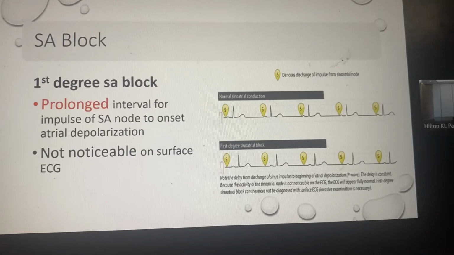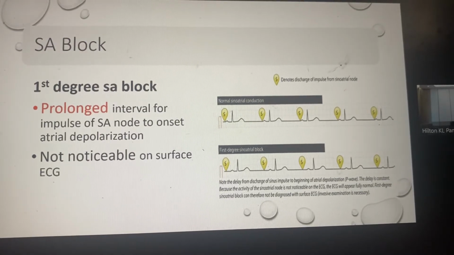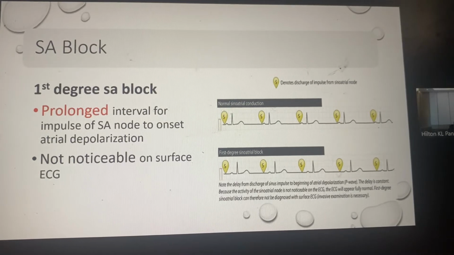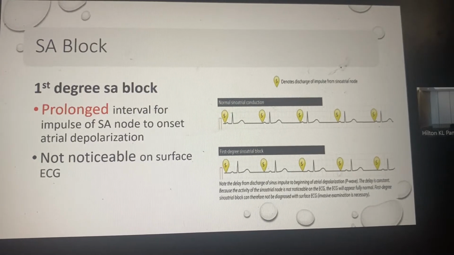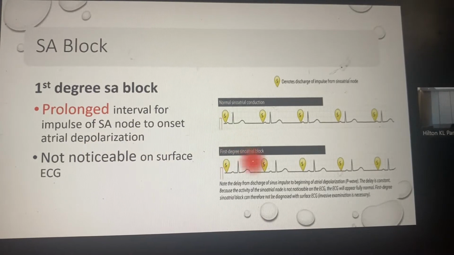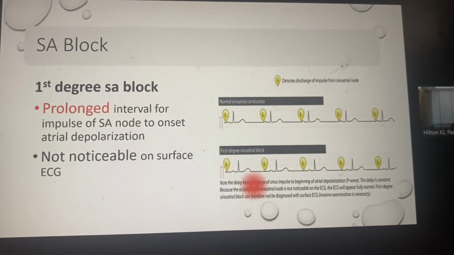So when we talk about bradyarrhythmia, there are actually two types: SA block or AV block. I think everyone still remembers the AV block, but just to refresh on the SA block, it can be divided into three degrees: first degree, second degree, and third degree. First degree looks at the prolongation of the interval from the impulse at the SA node to the onset of the P wave. Usually we cannot notice this on the ECG unless we do an EP study, where we can notice the prolongation between the impulse and the activation of the P wave.